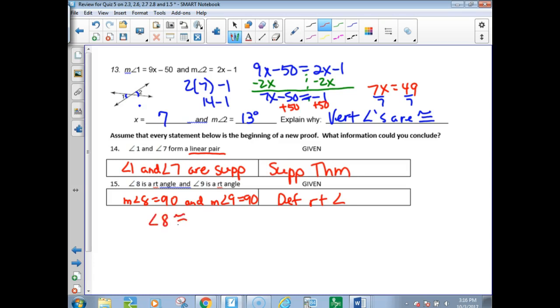Angle 8 is congruent to angle 9? Yep. And that would have been what we talked about yesterday, because we said all right angles are congruent. That was the right angle congruence theorem. Now, I don't care if you write the right angle congruence theorem, but if you just write all right angles are congruent, yeah, that would have been another one. That's the other simple one I was thinking of heading towards.